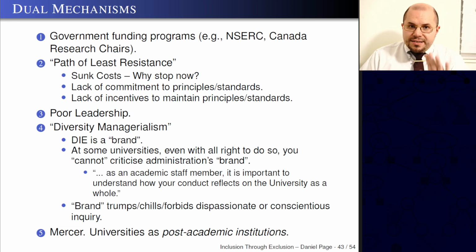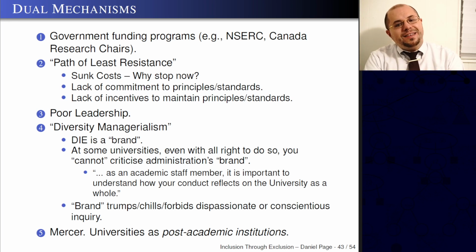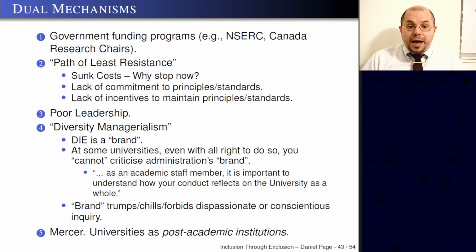So if you attempt to criticize it, say for instance, and you have every right to do that, by the way. Academics, often in their collective agreements, even if you don't agree with general principles, almost always have clauses specifically meant for criticism of your university. So what happens is you create ambiguities by creating DIE as a brand, because now you can't criticize the administration's brand, right? So very often you get phrases like this, and this is something that's happened to me. This has happened to other good academics that are just doing their job. As an academic staff member, it's important to understand how your conduct reflects on the university as a whole.